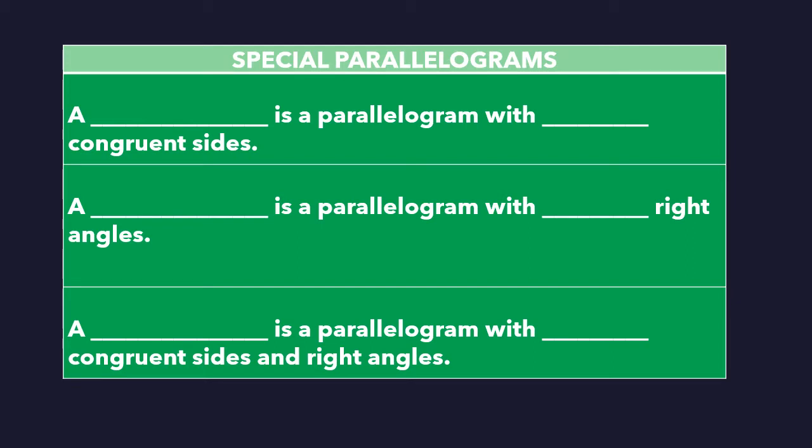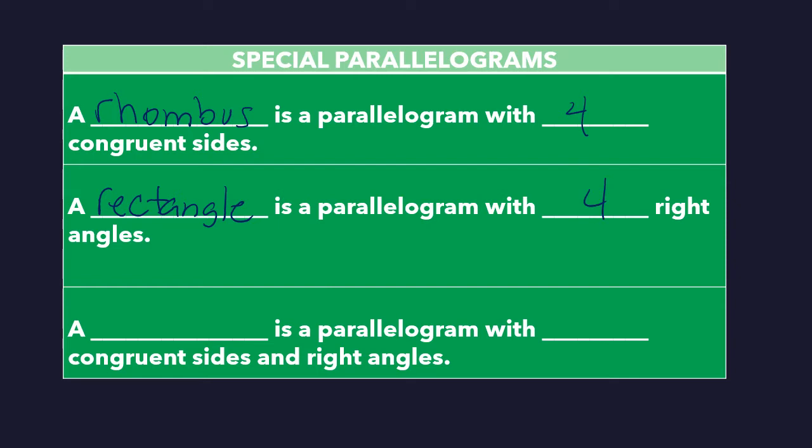So first things first, a rhombus is a parallelogram with four congruent sides. So technically, at the end of the day, a rhombus is going to have four congruent sides. Now, if we want to talk about a parallelogram with right angles, the most general type is a rectangle. So a rectangle is a parallelogram with four right angles.